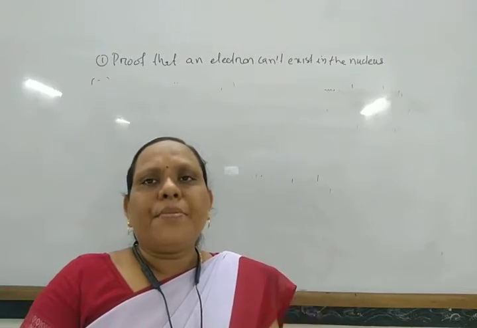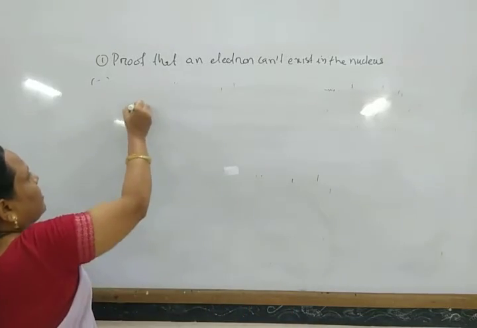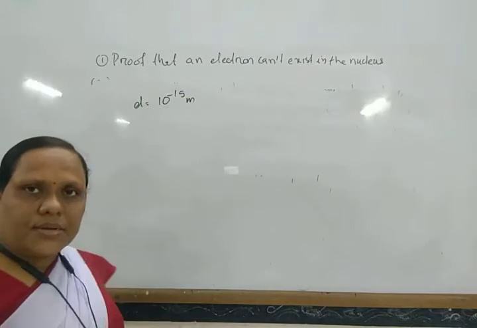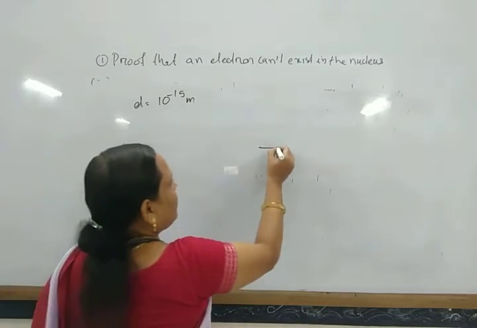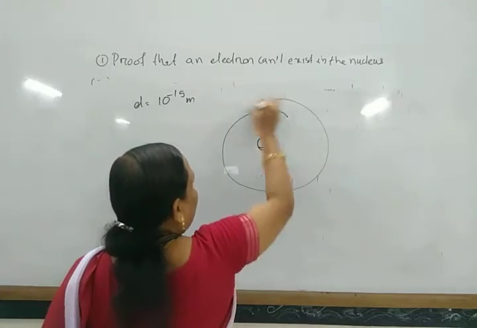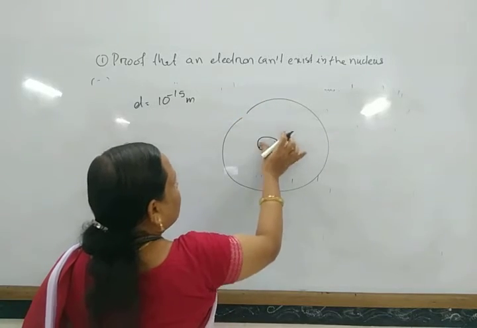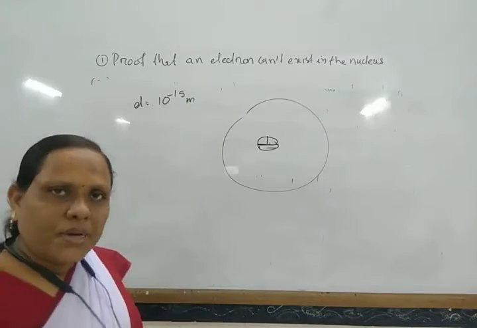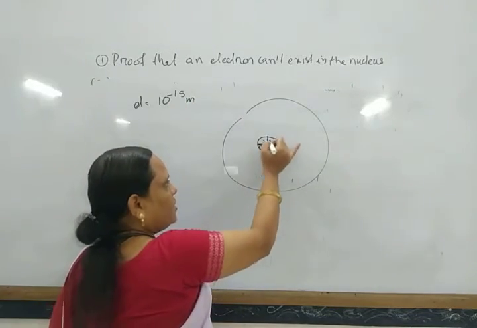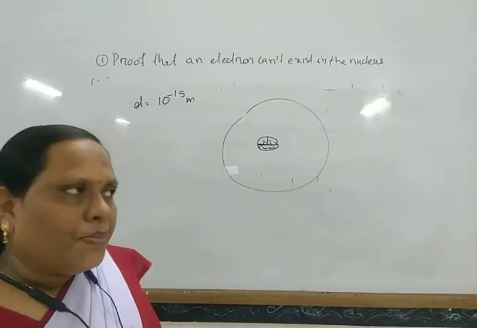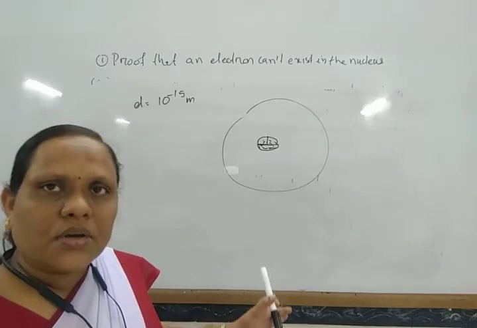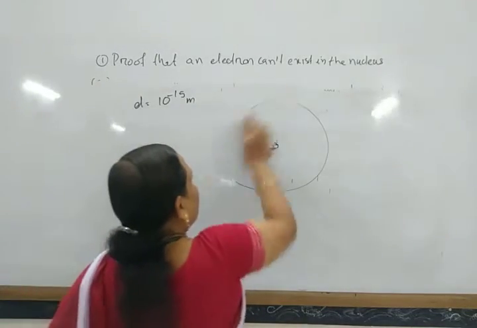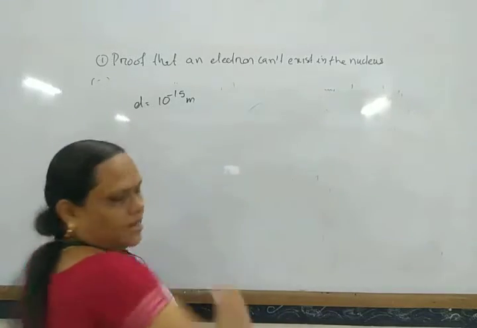And we know the diameter of the nucleus is about 10 to the power minus 15 meter. This is the nucleus and this is, suppose, the total atom. The nucleus has a diameter of the order of 10 to the power minus 15 meter, and in this region suppose some electron is present. That means the uncertainty in position of the electron is 10 to the power minus 15 meter.